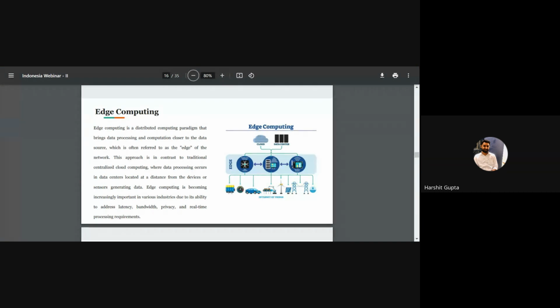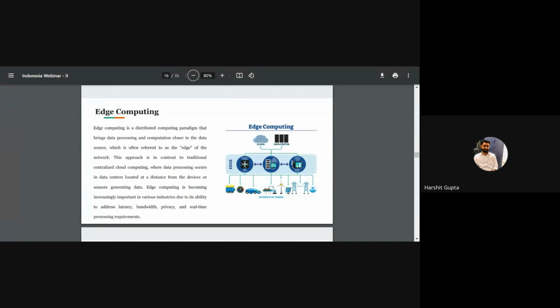See here, two different things are given, but these two different things have their own benefits, and we cannot say that we should use only this but not this, or only edge but not cloud. No, we cannot say this. Both the services, both the technologies have their own importance, depending on the situation. So based on our situation and our requirement, we may use any of these services.